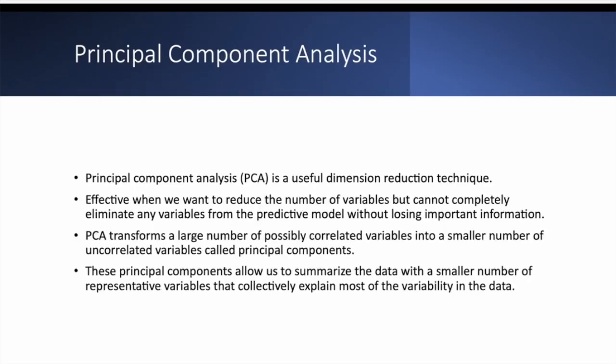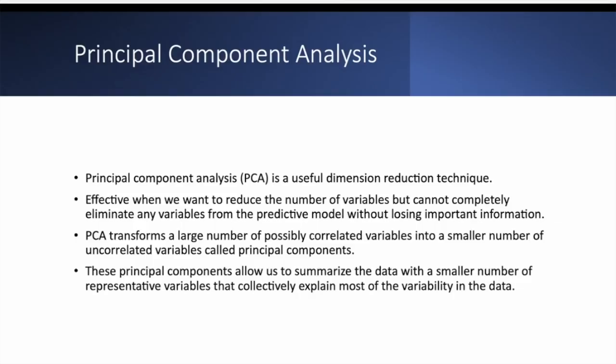So that's why we are going to use something called PCA. It is a dimension reduction technique. It's effective when you want to reduce the number of variables, but you cannot completely eliminate any of these variables from the predictive modeling without losing important information. PCA basically transforms a large number of possibly correlated variables into a smaller number of uncorrelated variables, and we're going to call these variables principal components.